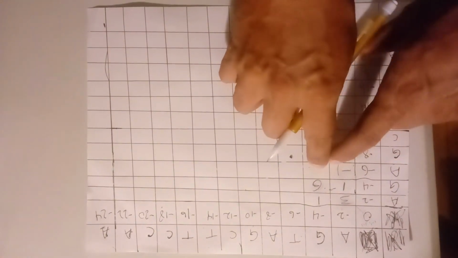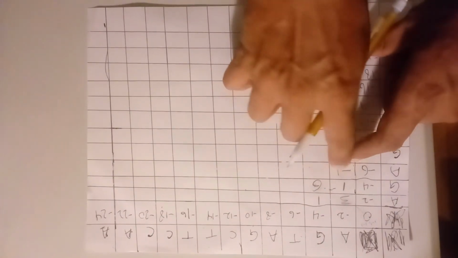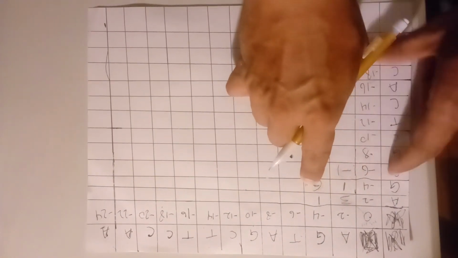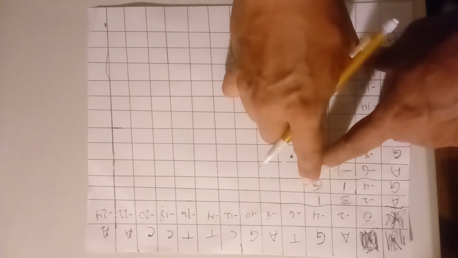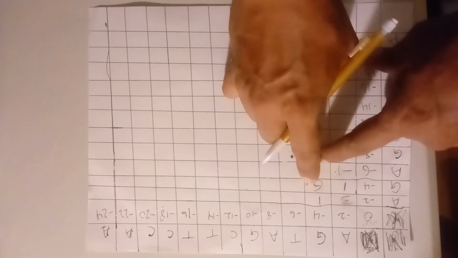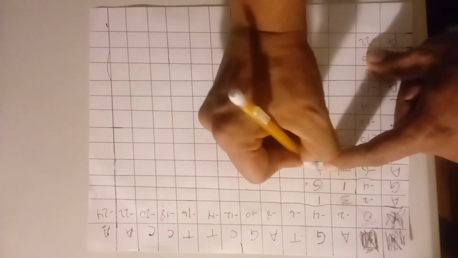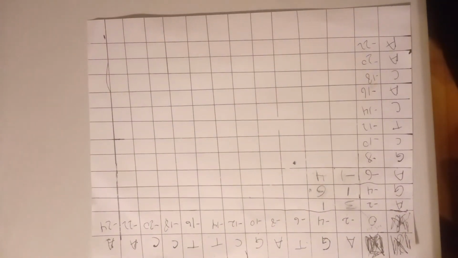I'll do one more. This one, what's the maximum? 6. But if I go below, that will be a gap. 6 minus 2 is 4. Okay?